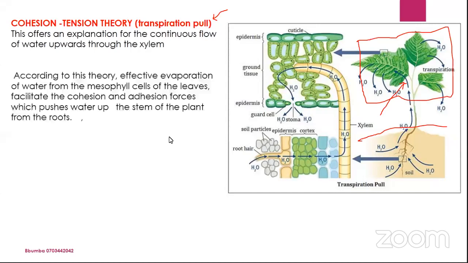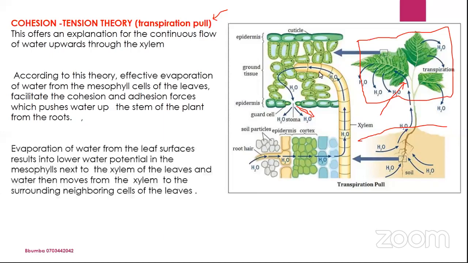How does it occur? Now, according to this theory, effective evaporation of water from the mesophyll cells here, I think you can see in this picture, as water is being evaporated, it facilitates the cohesion and tension forces here in the xylem, which push water up the plant. But then how does a loss of water in the stomata facilitate uptake of water via these forces? How does it facilitate the forces of cohesion and adhesion pushing the water up? How does it actually happen?